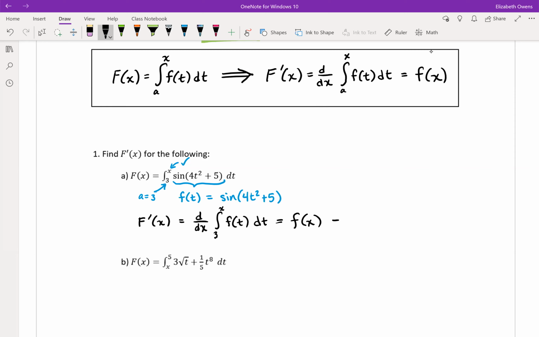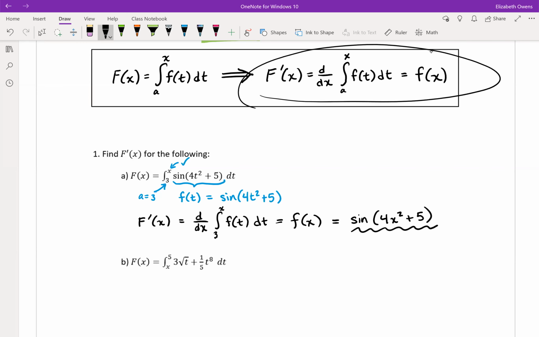And so what that's going to be is plug an x into your f of t function. You'd get sine of 4x squared plus 5. And that right there is the derivative. We didn't even have to actually compute this integral. There was no Riemann sum involved here. We just took our f of t and we put x into it because that is what FTC part 1 essentially allows us to do. The derivative undid the integral.